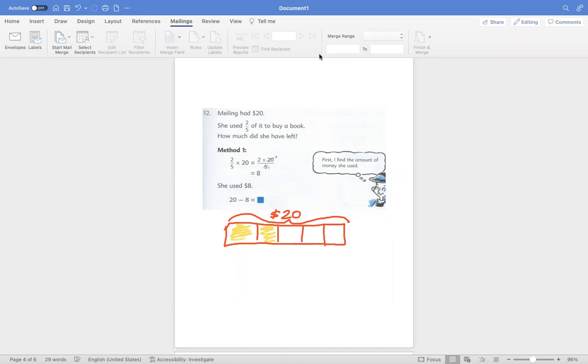How much does she have left? I want to indicate what this is. I'm going to indicate that this is what she used. Kind of wanted to do a different color here. This is what she used to buy the book.